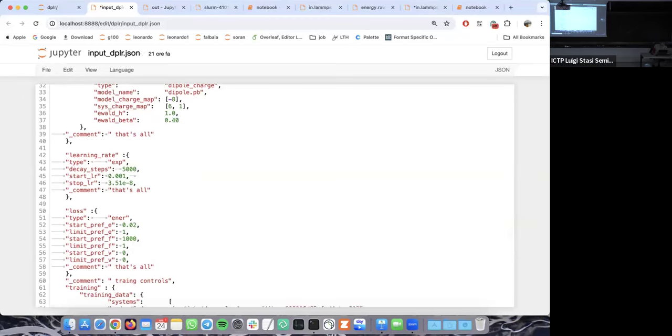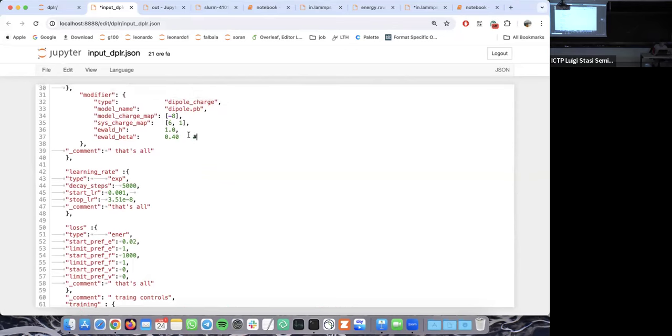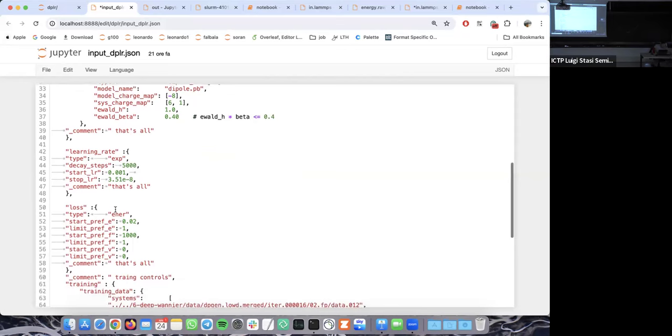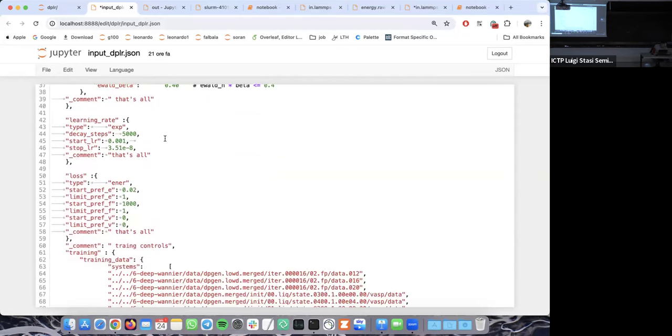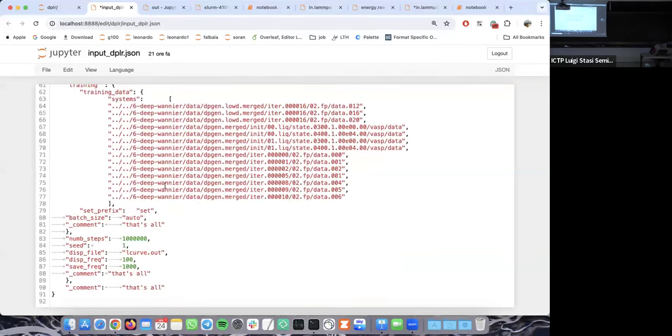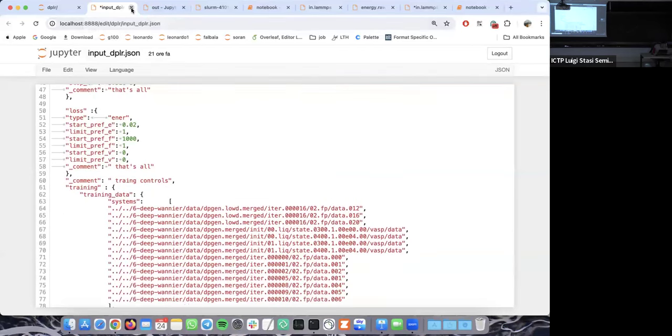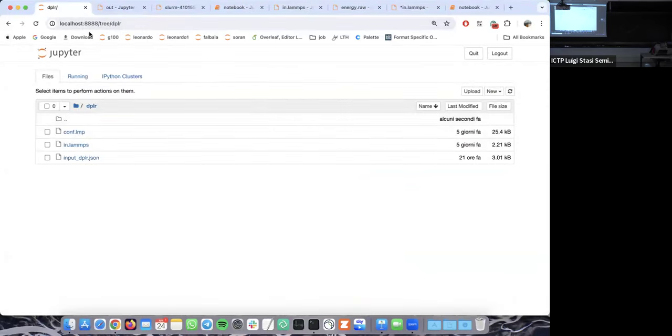There is a rule of thumb in order to make the Ewald converge fast: Ewald H times Ewald beta, so beta must be less than or equal to 0.4. Just to ensure convergence in the computation of the electrostatics. And then everything is the same as before. So this is still straightforward if you do it for water, but can be hard for others.